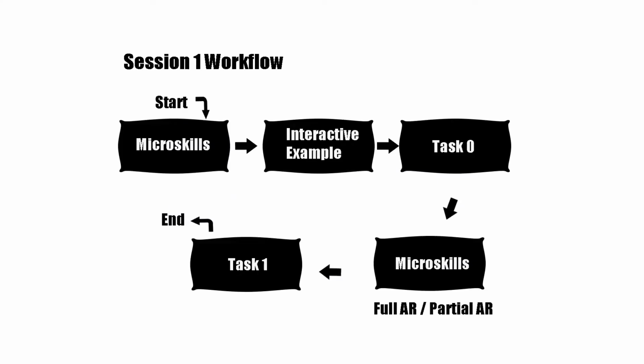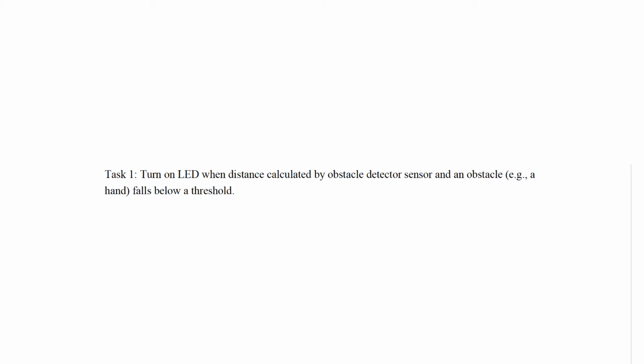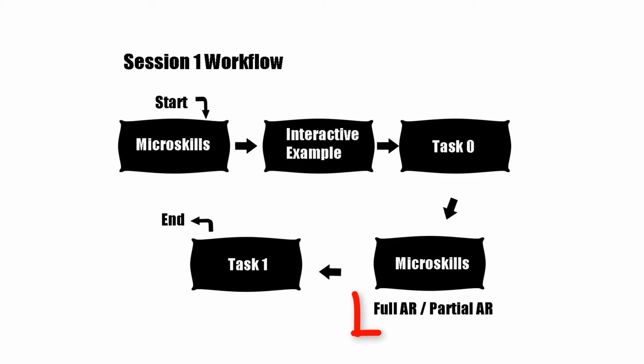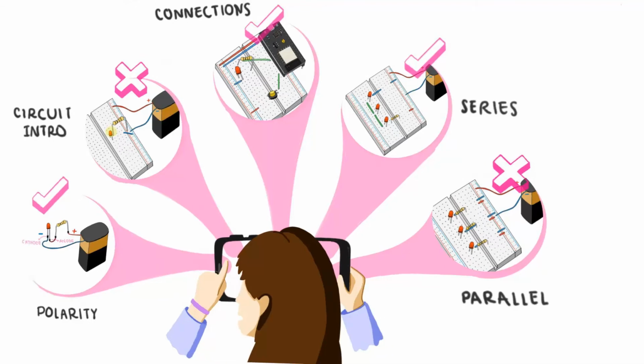Session 1 workflow was composed of 5 parts: microskills, an interactive example, task 0, which was an assessment task, then microskills depending on the AR condition, and task 1. For task 1, students had to review the microskills. One group of students was assigned to partial AR, which only presented students with the microskills they were missing, and another was assigned to full AR, which presented students with all the microskills, without any emphasis on their knowledge gaps.